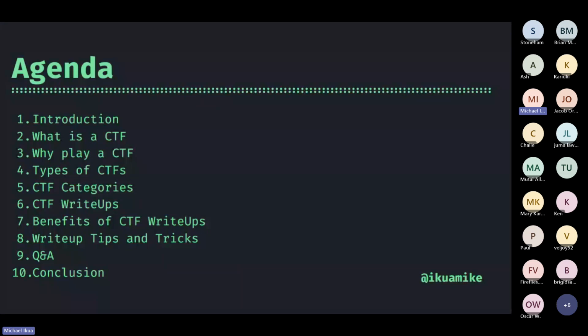Another one is for fun. Depending on how you like to spend your free time, it might be a fun thing, the same way people play puzzles or do Sudoku. You could also use this as a pastime for fun, just solving challenges, because some of them are usually pretty basic.